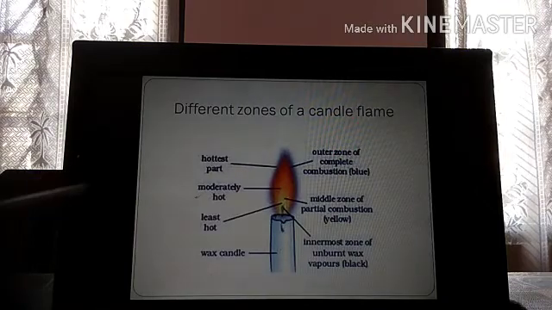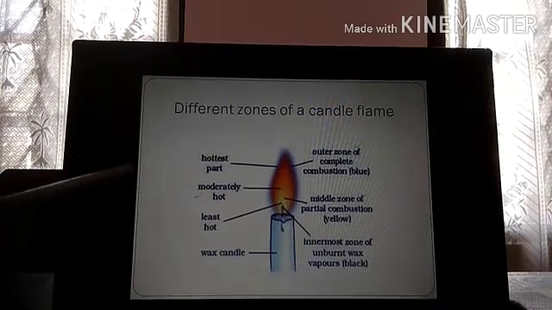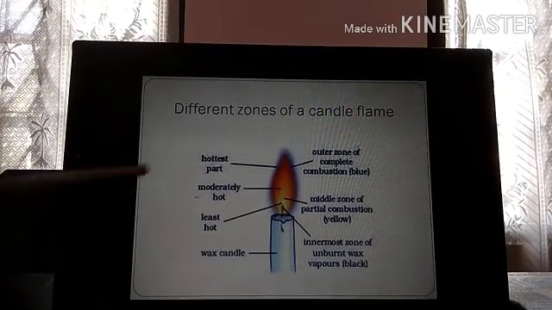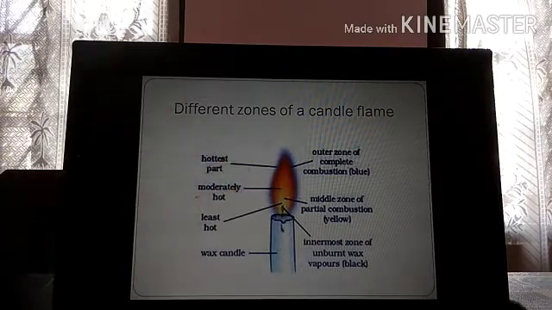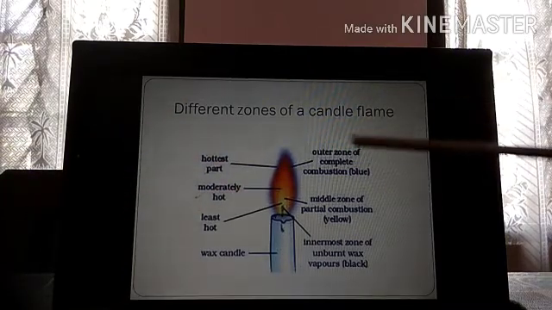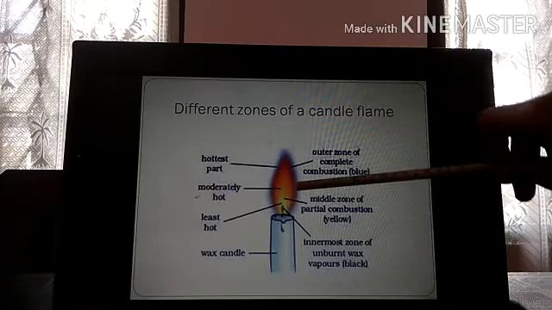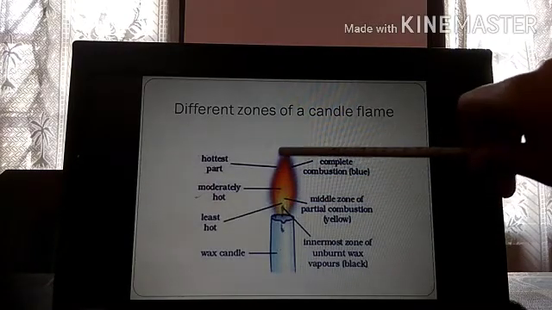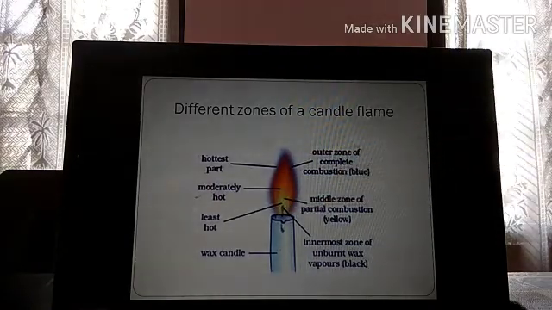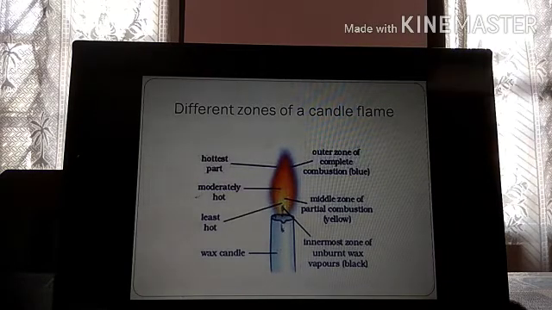Now this diagram is very important, and this is what I asked you to draw. If you remember, please submit it, those who haven't submitted this diagram. So these are the different zones of the flame. This is the outer zone. Can you see this bluish part? Yes, so this is the outer zone. Here complete combustion occurs. That means complete burning will occur in this part. Anything you burn, you just put it in this part, it will burn completely.